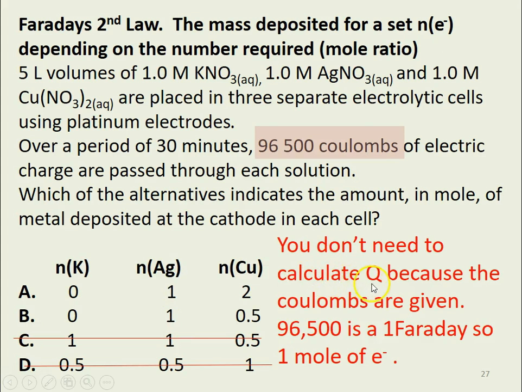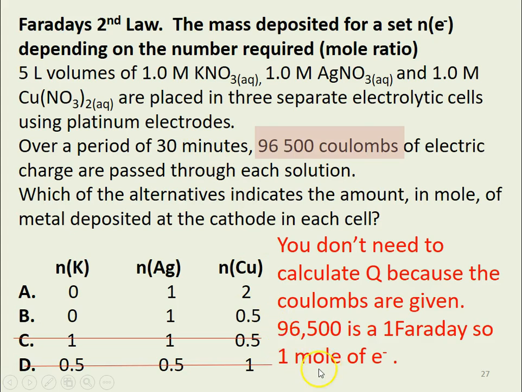You don't need to calculate Q, so it's got 30 minutes and you might be hunting around trying to work out, what do I do if I don't have the amps? How do I work this out? How do I find out the number of moles of electrons? You don't have to. If it gives you coulombs, you remember 96,500 is the magic number for coulombs. If you have 96,500, then you have a Faraday of charge, you have a mole of electrons. Each of these things equals each other. So it's telling you already. So the 30 minutes is just to throw you off a bit. It's told you you've got a mole of electrons.